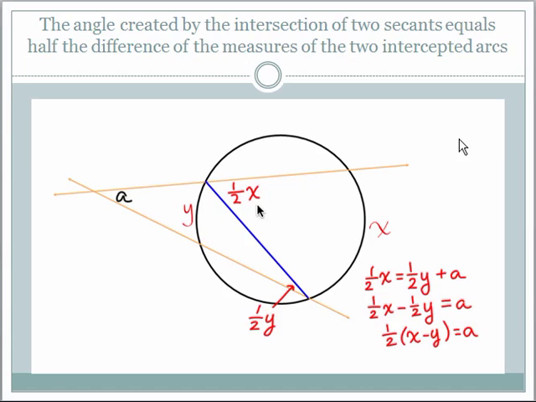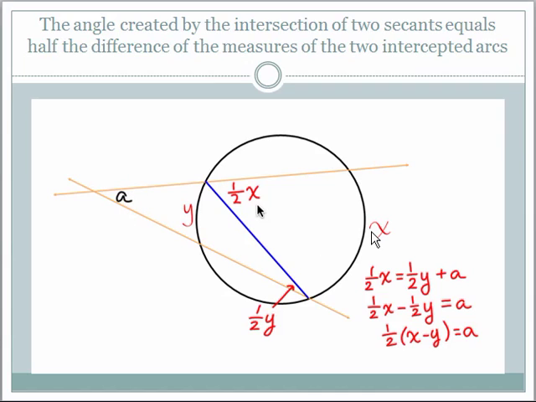Very similar idea to show that the angle created by the intersection of two secants that is outside of the circle is half the difference of the measures of the two intercepted arcs. So just as I did in the last picture, I drew a chord in our circle to create a triangle. I also labeled the two intercepted arcs, x and y, and we were trying to find the measure a.